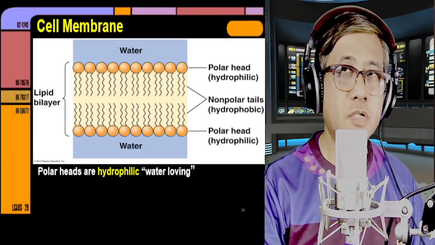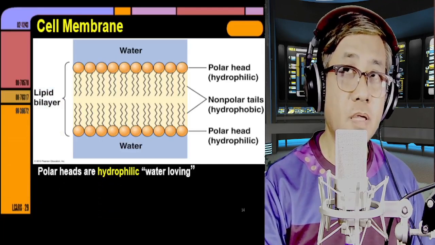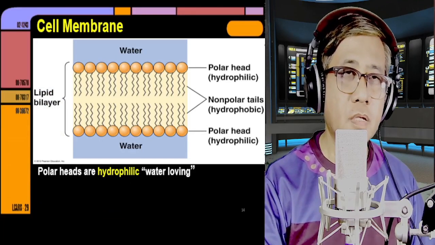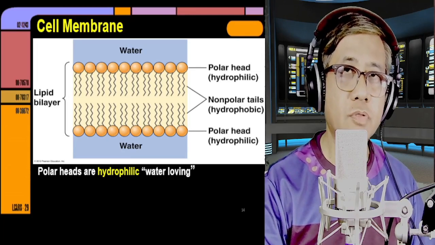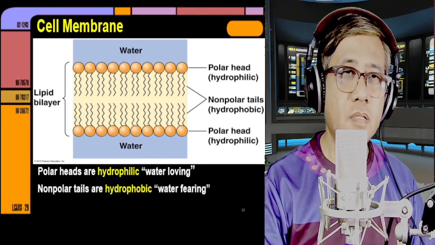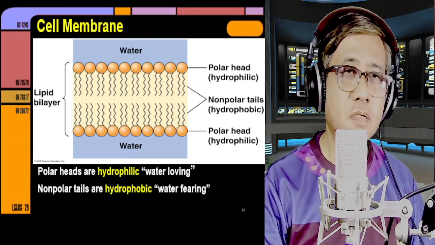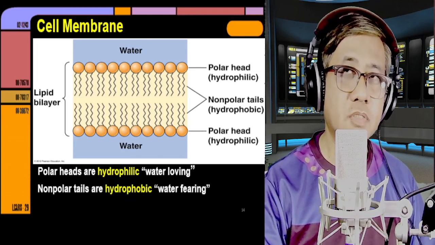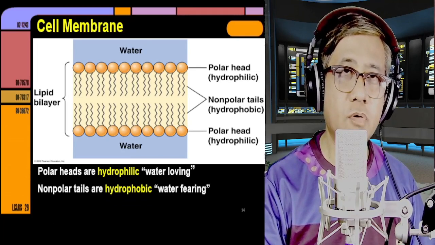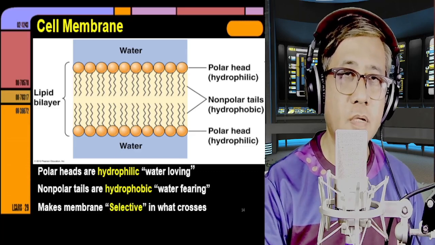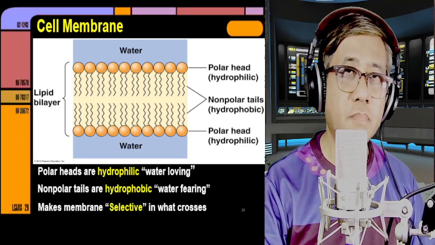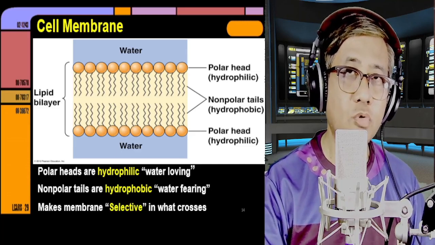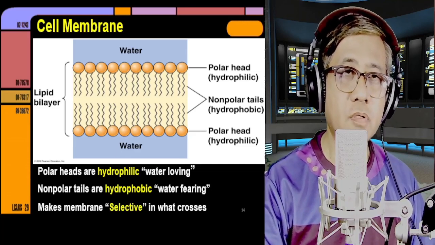So the phospholipid molecule is made up of a head which is polar. And the polar heads are said to be hydrophilic or water-loving. And the two fatty acid tails are non-polar and they are said to be hydrophobic or water-fearing. And if you will notice, there are two layers of phospholipid molecules.